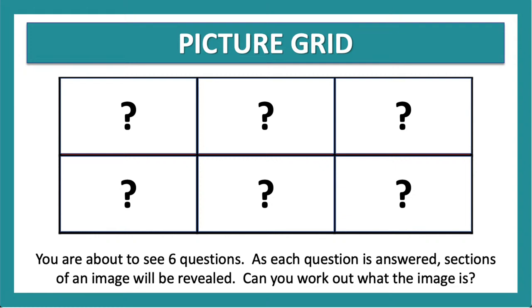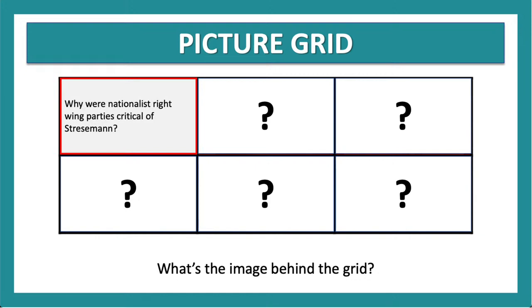Great stuff. So we've got a picture grid now. What you're going to see are six questions. As you answer the questions, it'll reveal a little bit of an image, and you've got to try and see if you can work out what that image is. Okay, so see how you get on. Do type into the chat window if you're watching live. You have a bit longer if you're watching on catch-up. Okay, so let's have a look at the first question.